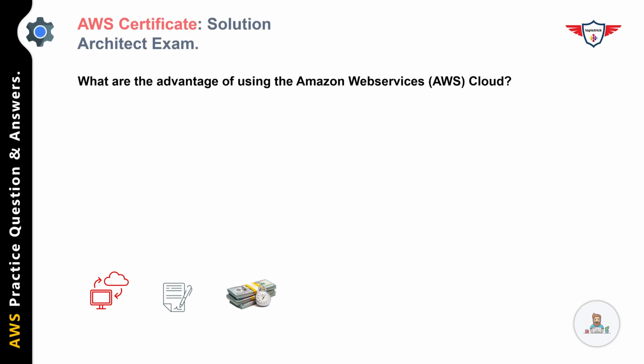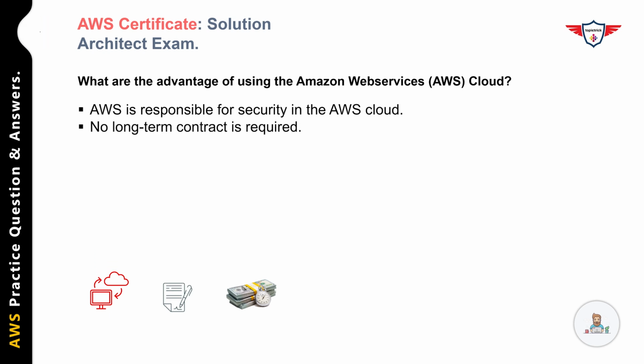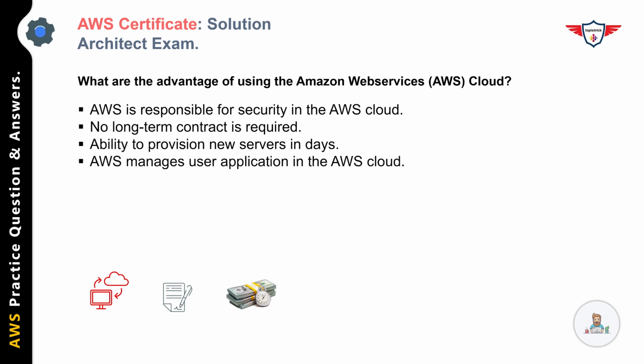So the first question is, what are the advantages of using Amazon Web Services, that is the AWS Cloud? Option 1 is AWS is responsible for security in the AWS cloud. Option 2, no long-term contract is required. Third one is agility to provision new servers in days. And the last option is AWS manages user application in the AWS cloud.